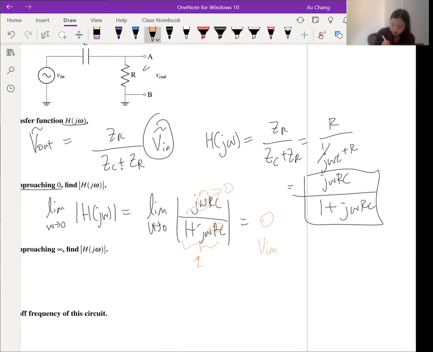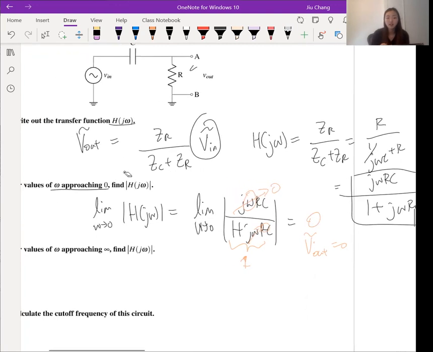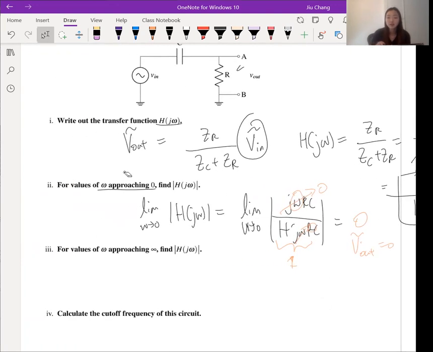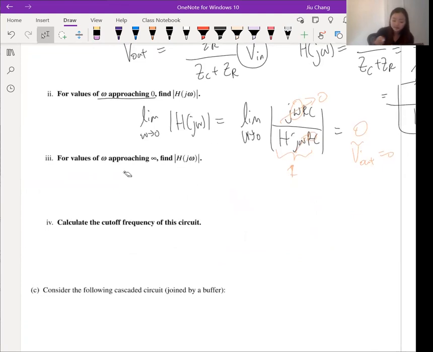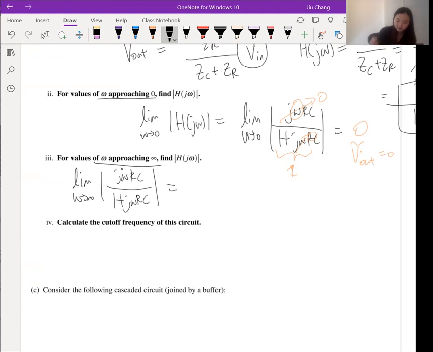And that means our Vout is just 0. Well, that's an opposite behavior from our low pass filter. Let's move on to when omega approaches infinity. So in this case, this becomes infinity over infinity, which is undefined.